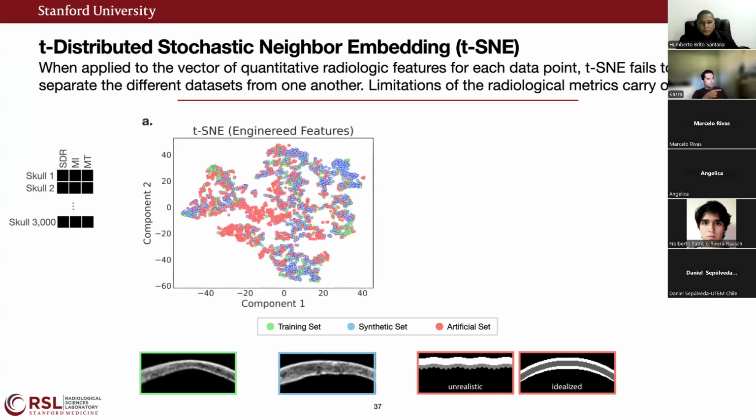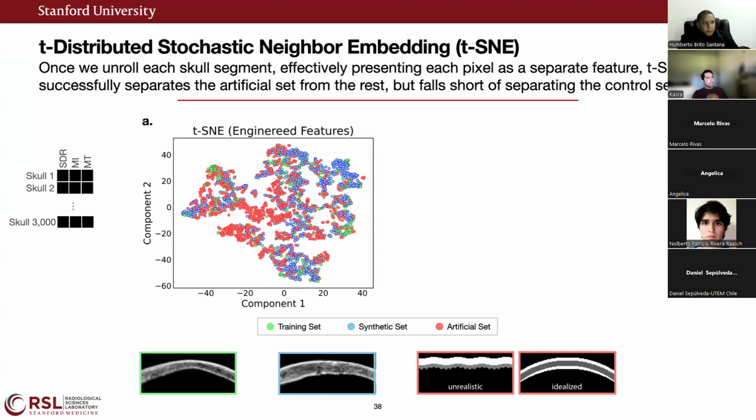When we applied TSNE to this, it could not separate anything, which further confirmed our hypothesis that these radiological metrics are really limiting. They don't really capture the necessary information in helping you distinguish between a real and a synthetic skull. Next, we said, instead of relying on these radiological features, let's just break free from them and define each skull with its voxels. So we had these 128 by 128 pixels for each skull. We just unrolled it. Now for each skull, we had this vector that was 16,384 pixels in length.